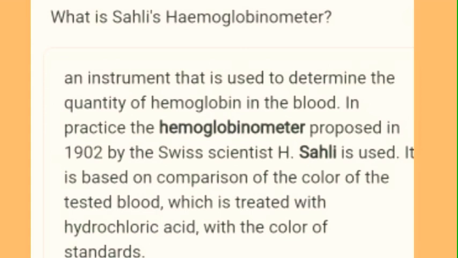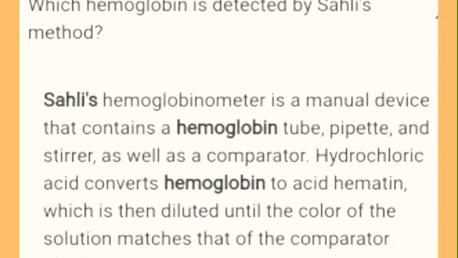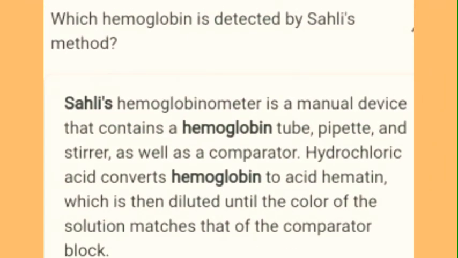Which hemoglobin is detected by Sahli's method? Sahli's hemoglobinometer is a manual device that contains a hemoglobin tube, pipette and stirrer, as well as a comparator. Hydrochloric acid converts hemoglobin to acid hematine, which is then diluted until the color of the solution matches that of the comparator block.